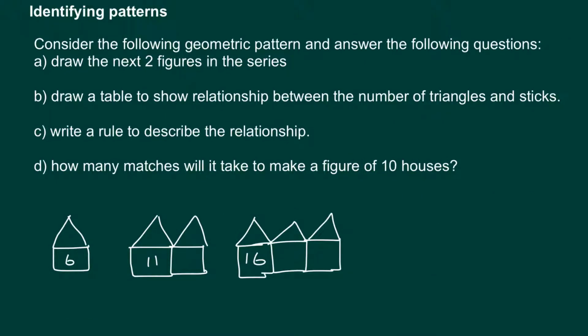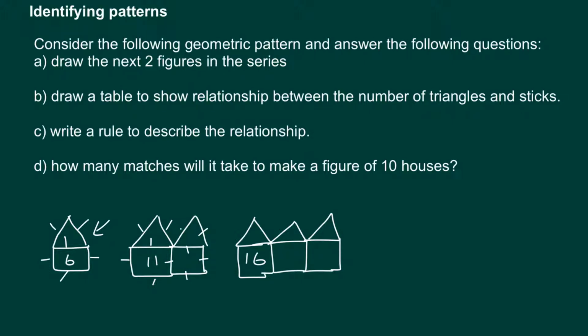Alrighty, so let's have a look at this question. It says, consider the following geometric pattern and answer the following questions. Draw the next two figures in the series. So we have this house here. As we can see, there are 6 different sticks that make up this house. So there's that one, that one, that one, that one, that one, and that one, which is 6. Then we have this one, this one, this one, 3, 4, 5, 6, 7, 8, 9, 10, and 11.